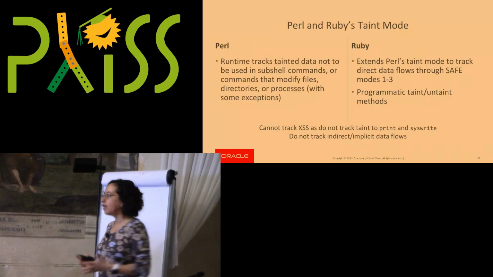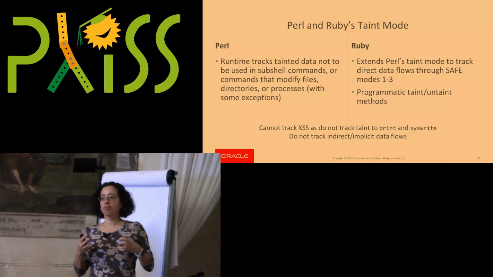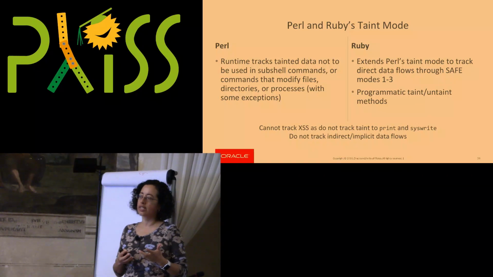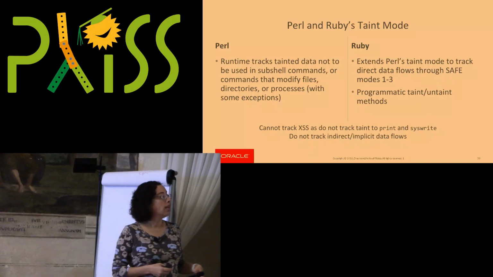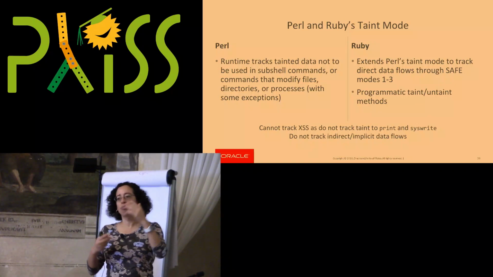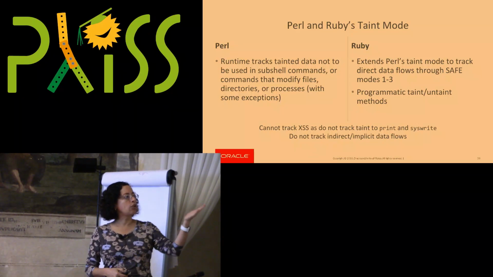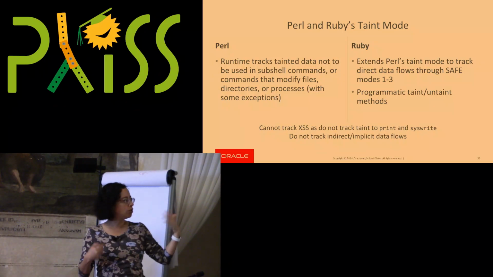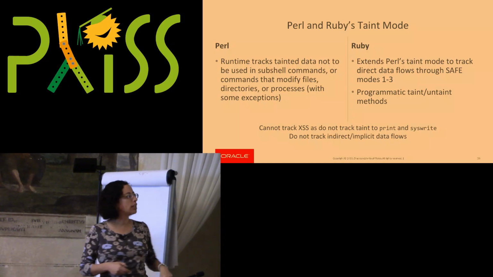So to summarize, with Perl and Ruby, they're making use of this concept of taint mode to introduce a way of tracking injection attacks or preventing injection attacks through the runtime system. Right? Now, they're both doing it in similar ways. Ruby has more levels to track this type of data. And Ruby also allows you to programmatically taint and untaint specific methods. Right? So you have more control as to what you consider tainted, what you consider untainted.